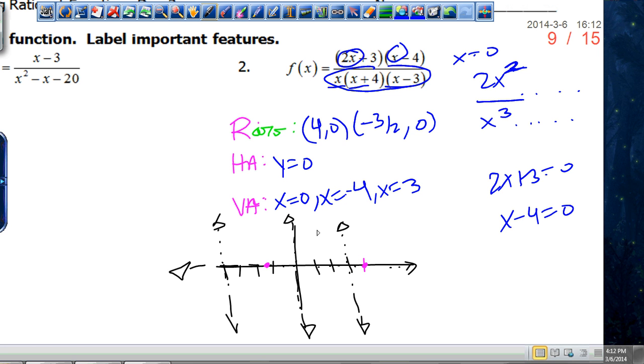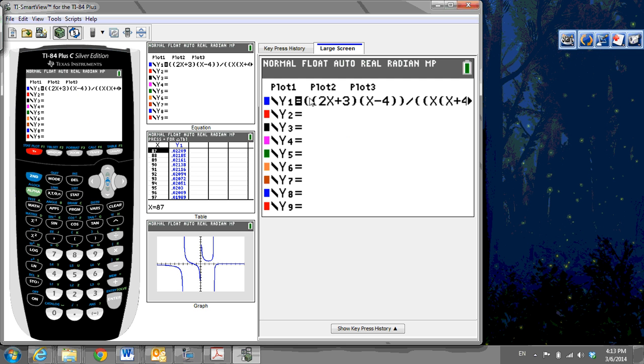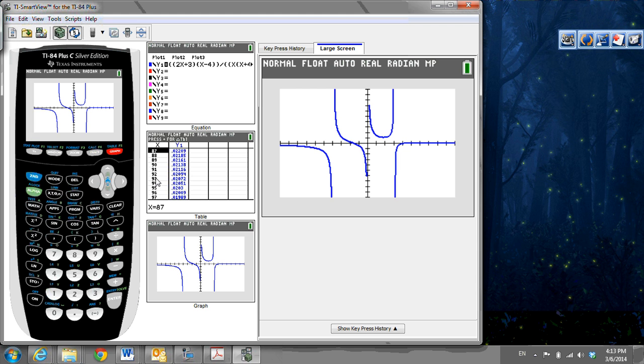So we're going to use the calculator to try and get that final shape. We figured out where the roots are and the asymptotes and all that. So we go into our calculator, and we go into our y equals. And be sure you do all your parentheses and all that stuff. So the equation's kind of long. But when we go to graph, this is the picture we should get.